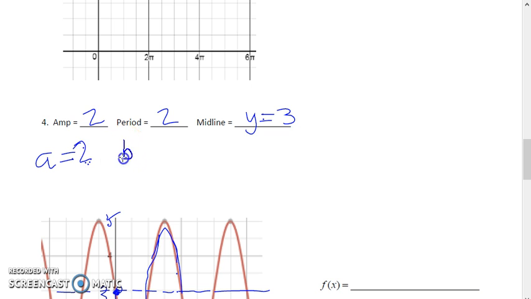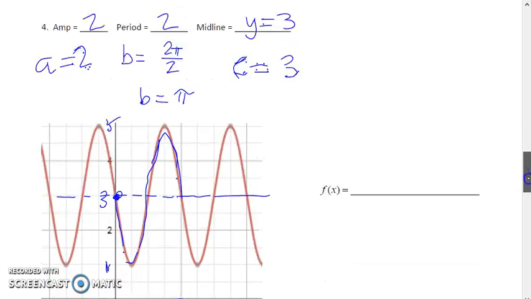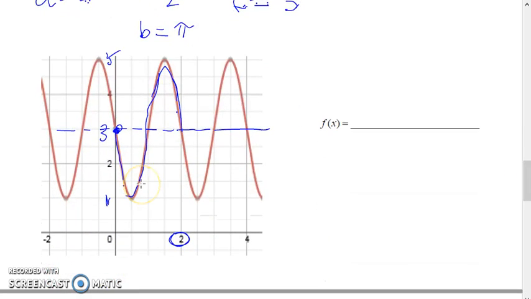Remember, in order to figure out B, it's 2 pi divided by the period on the graph, which is 2. So B is equal to just pi, because the 2's will cancel, and then C is equal to 3. Just remember, since from the midline it goes downward, you know it's going to be a negative value.